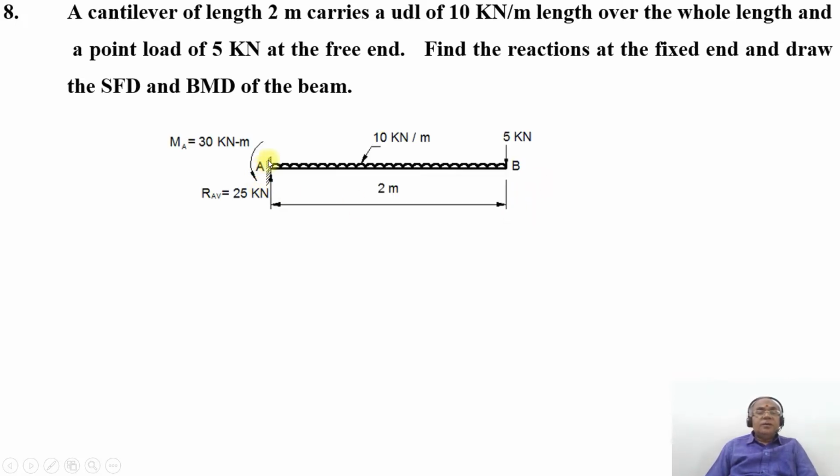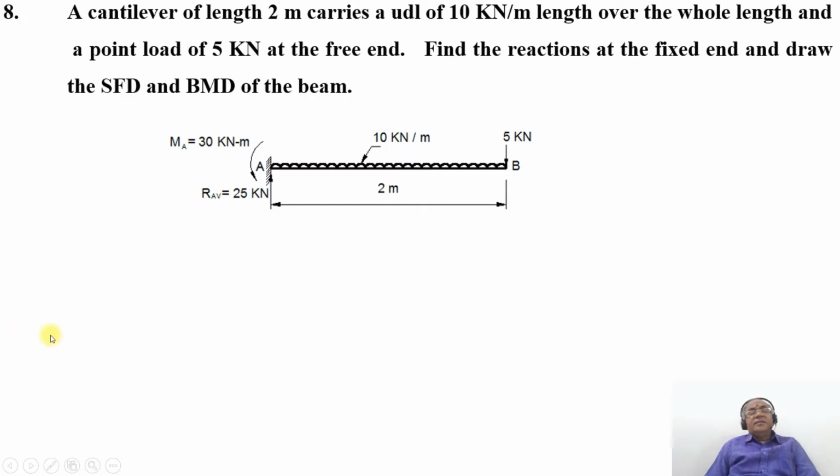So this is how you will be able to get this figure, wherein you have a UDL of 10 kilonewton per meter for the entire length. And then you have a point load which is acting at a distance of 2 meters from A, at the point B, which is acting downwards, which is 5 kilonewton. Find the reactions at the fixed end and draw the SFD and BMD.